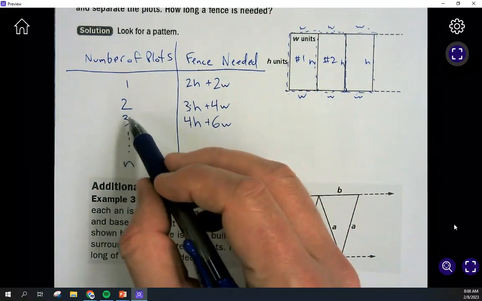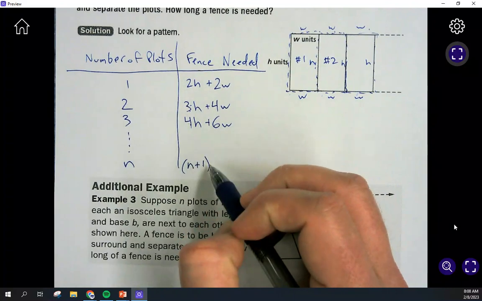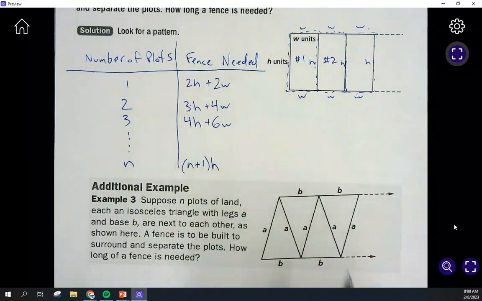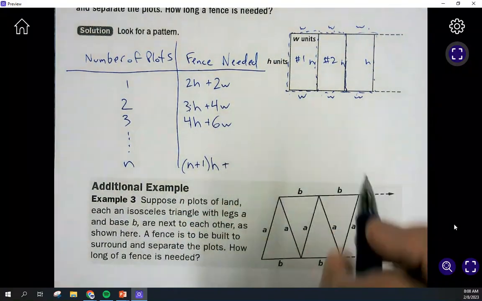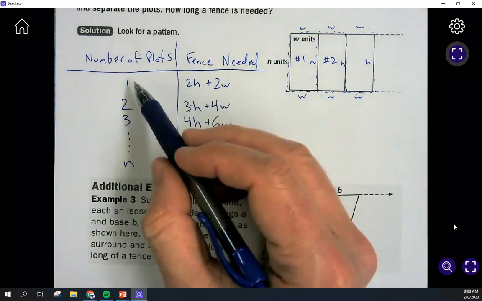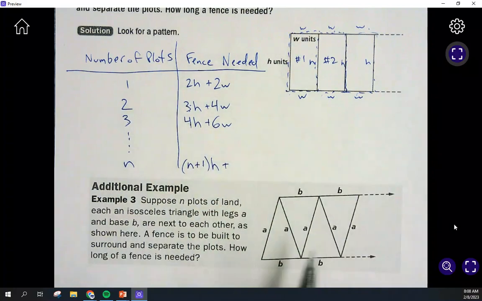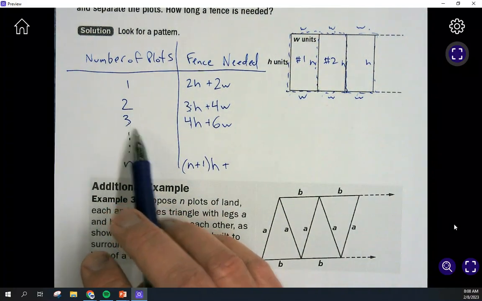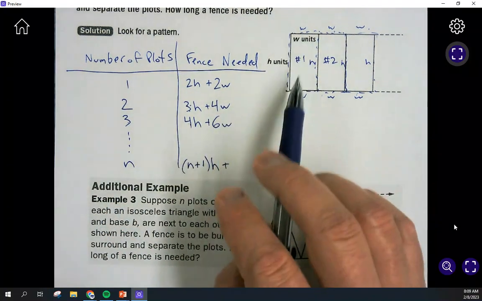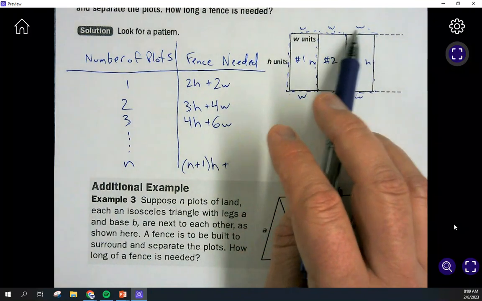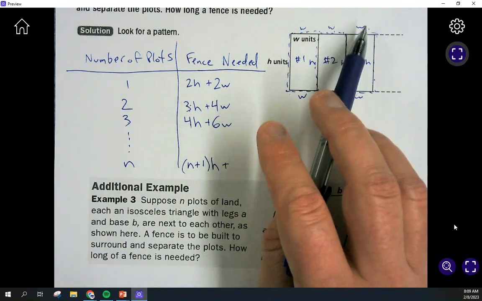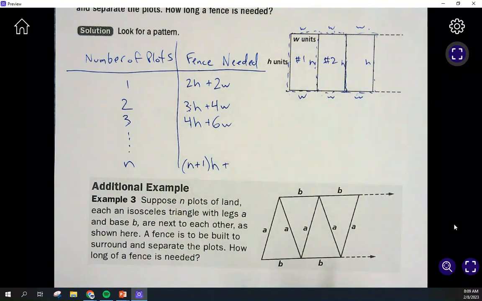It's 1 more than n, 1 more than the number of plots. That always gets multiplied by h. And then what about the pattern with the w's? 1 is 2, 2 is 4, 3 is 6. So you're always timesing the number of plots by 2 because you're always going to have 2. No matter how many plots you take here, there's always going to be 2 more W lengths of fence.